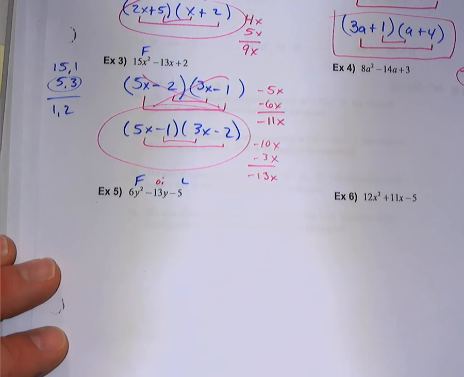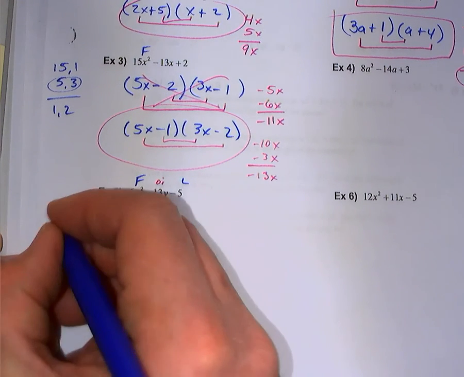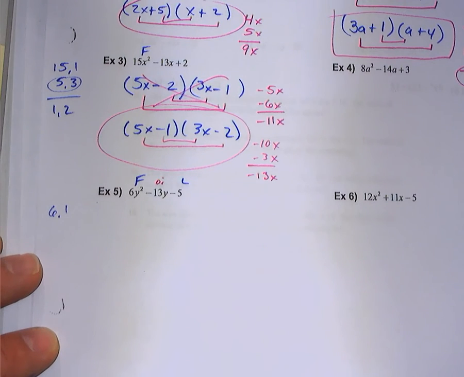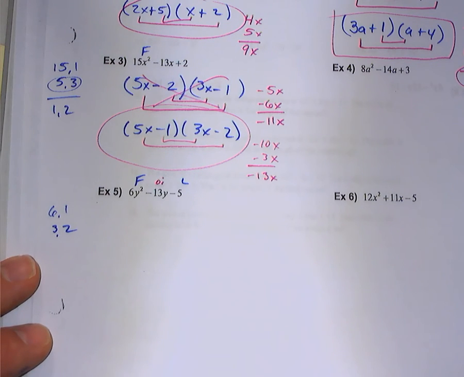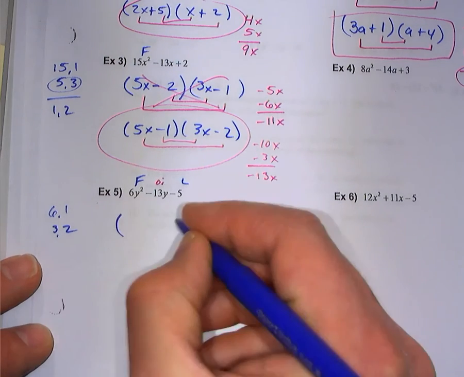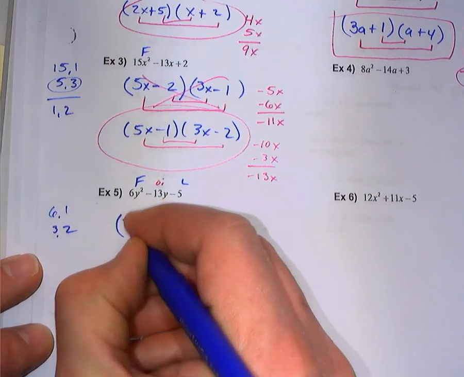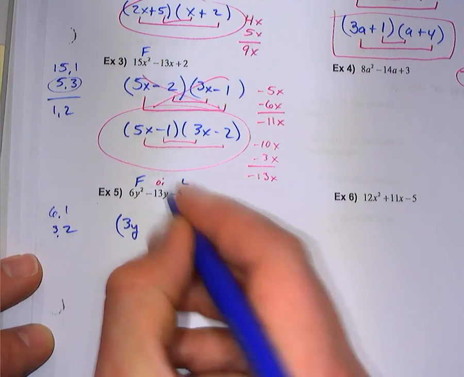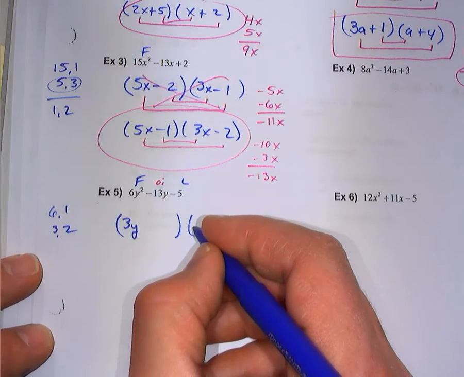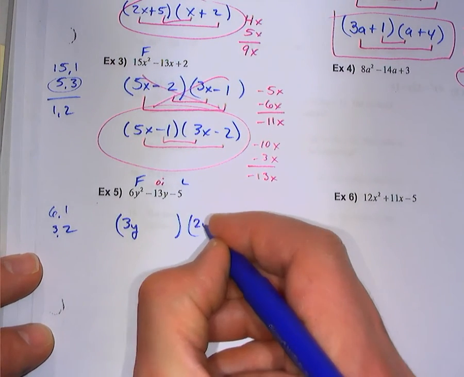Now, tricky. Factors of 6. 6 and 1, 1 and 6. 2 and 3, 3 and 2. We have different possibilities here. Okay. What do we want to try? 6 and 1 or 3 and 2? Will, what do you want to try here? 3 and 2. I usually start with the numbers close together, especially if I'm only going to get up to 13y or negative 13y.